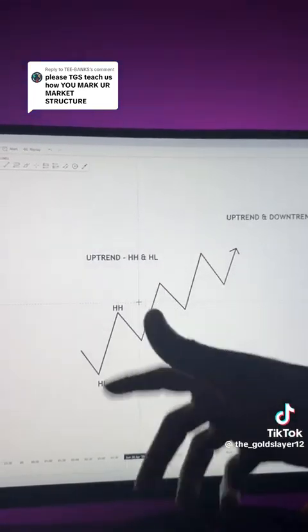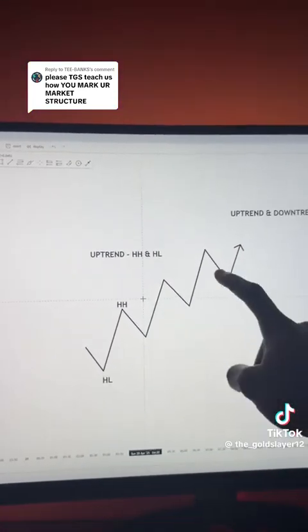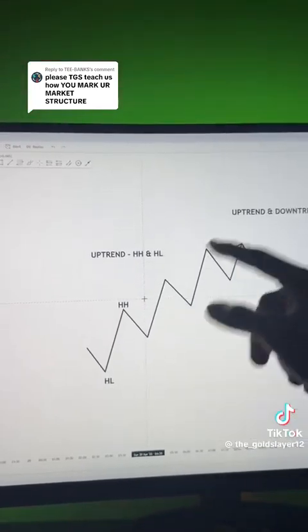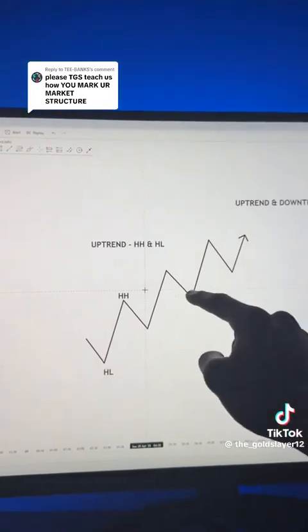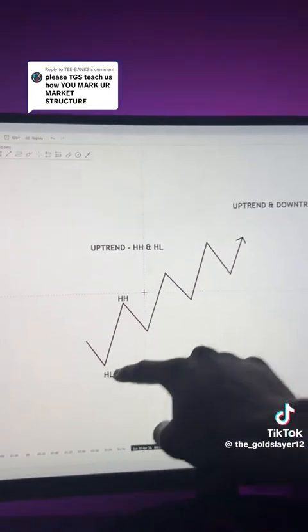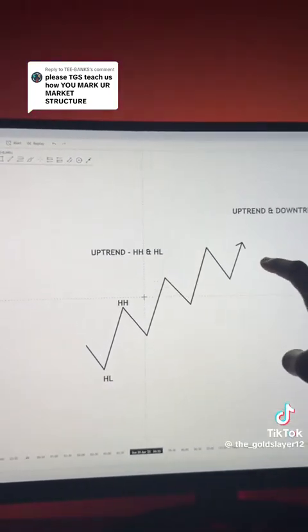Do you understand? The reason why we call them higher lows is because they are all lows, but what can you see? Gradually, they are going higher than the previous one. You can see this is a low, this is a low, but this low went higher than this, went higher than this, went higher than this. That's why we call it what? Higher lows.